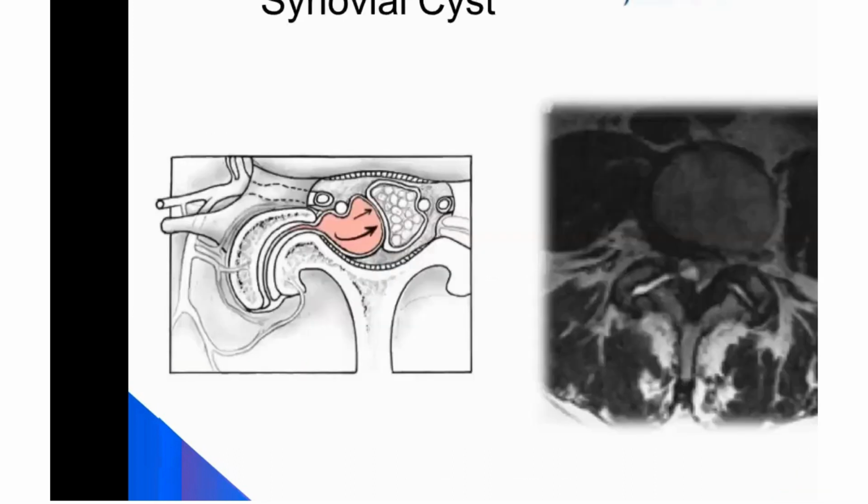Okay. So this is what I was telling you. You can see this. There's a cyst formation. It is compressing the nerve. What we have to do is go inside and do the aspiration of this.